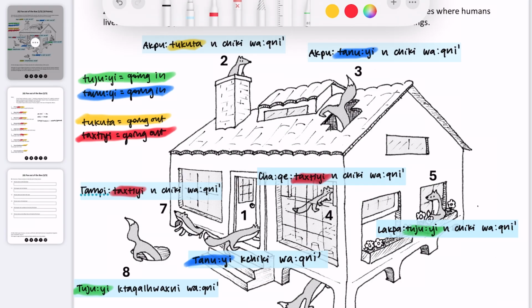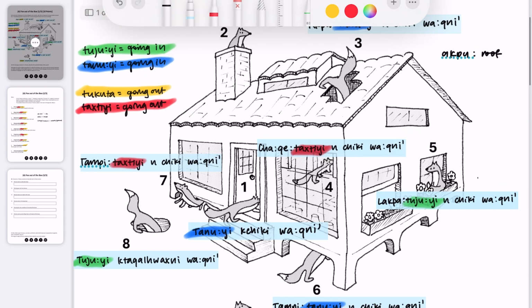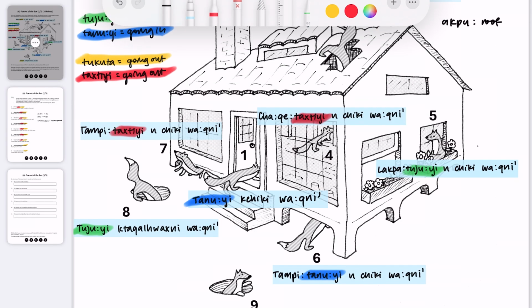Let's start one over here for these smaller words. What else do we have? We have tampi in 7 and 6. One of them is coming out from under the house, and then one of them is going in under the house. So I'm guessing that means something like under the house.